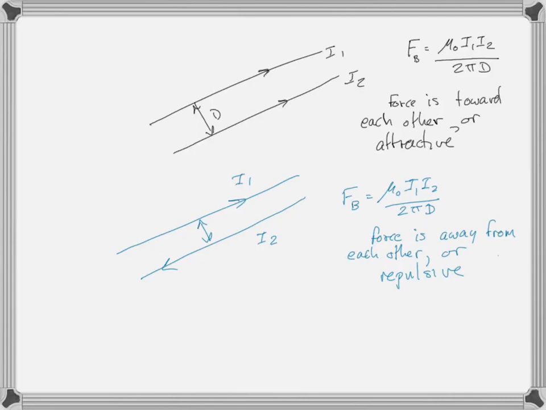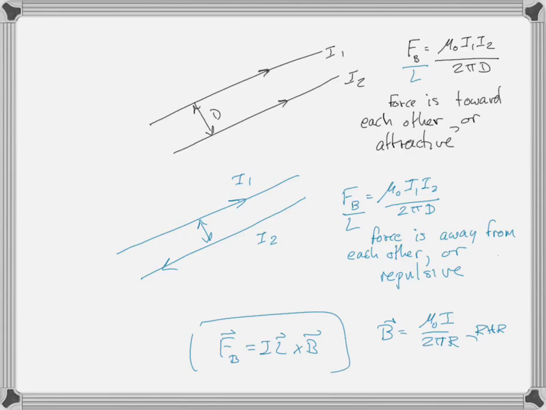So this is a summary of what we just said, which can be found from just applying F magnetic equals I L cross B. Force per unit length. And B of a straight wire is mu naught I over 2 pi R. Direction given by, I'm just going to write RHR, direction given by the right-hand rule. Okay, so we started with these two facts, and then we figured out these two facts.